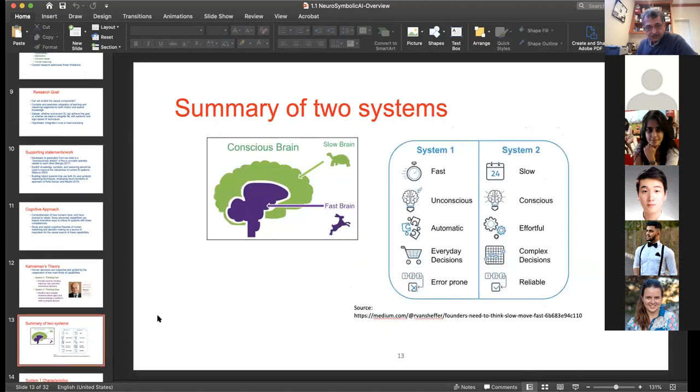So this stuff has been around for a while, Kahneman's ideas. Summaries of the two systems. So the conscious brain has a fast brain over here, which is showing like the hare and the tortoise, right? The rabbit or the hare moves fast. And then the green part here is the slow brain. Maybe our human brain is like that, right? It is in this part, thalamus or something like that, it does things very quickly. And then more slow thinking is done over here, conscious brain.